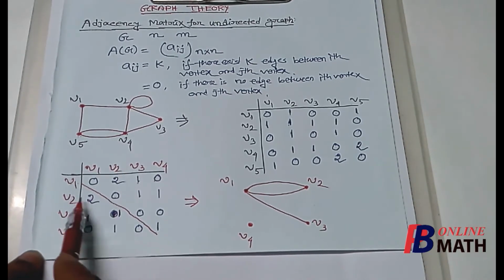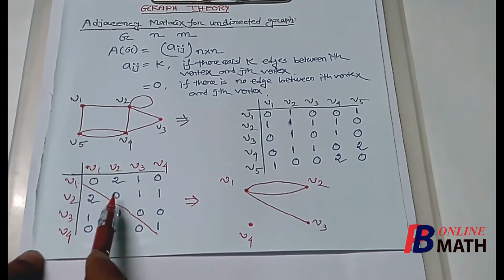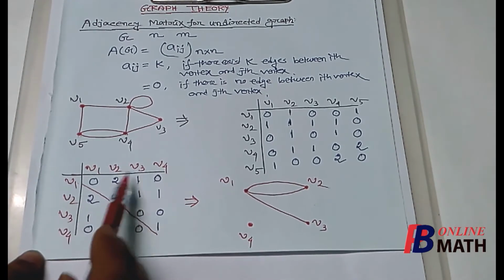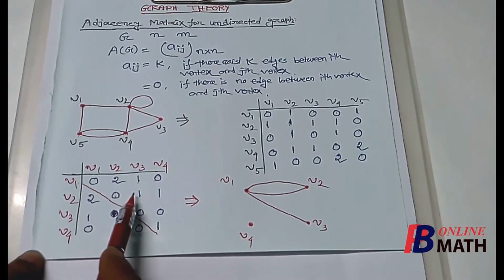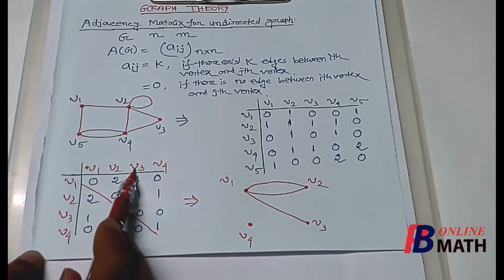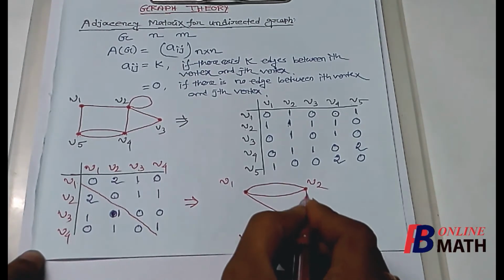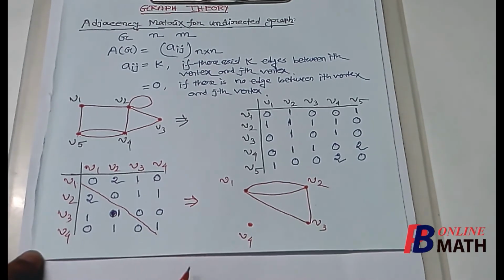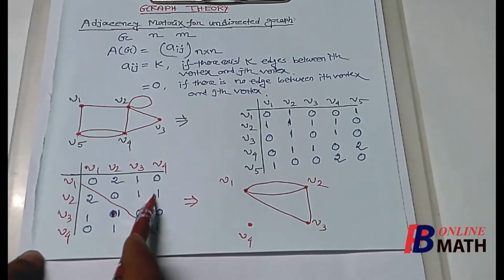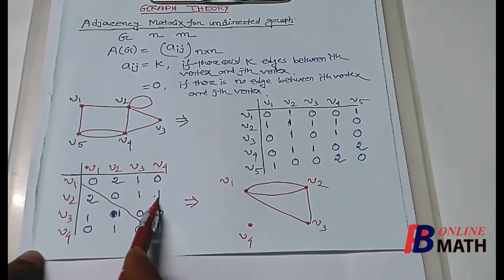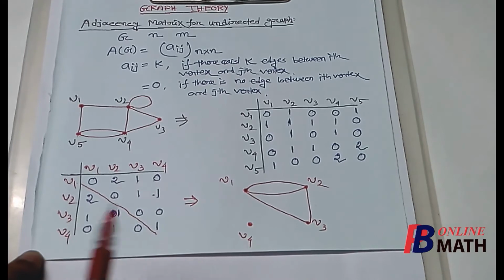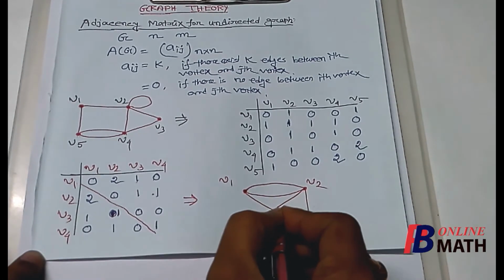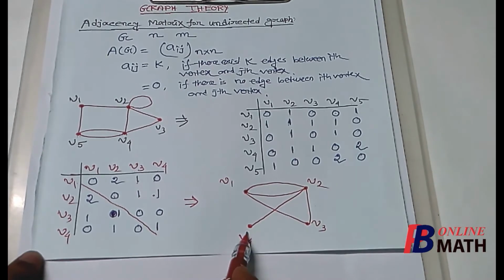Next we consider this element. V2 is 0. So there is no self loop at V2. Next one is this element between V2 and V3. We find that the element is 1 between V2 and V3. So there is one edge between V2 and V3. Next one is this element. We find that there is one edge between V2 and V4. So suppose this is the required edge between V2 and V4.